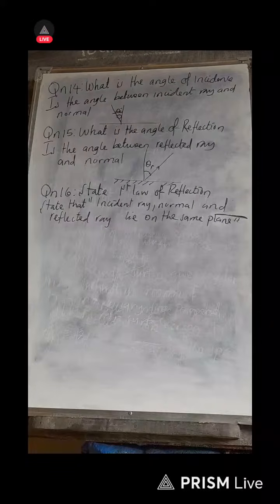Incident ray, normal, and the reflected ray lie on the same plane. This is how you can state it. The first law of reflection states that the incident ray, normal, and the reflected ray lie on the same plane. So this is very, very important, and it is the correct answer of question number 16.